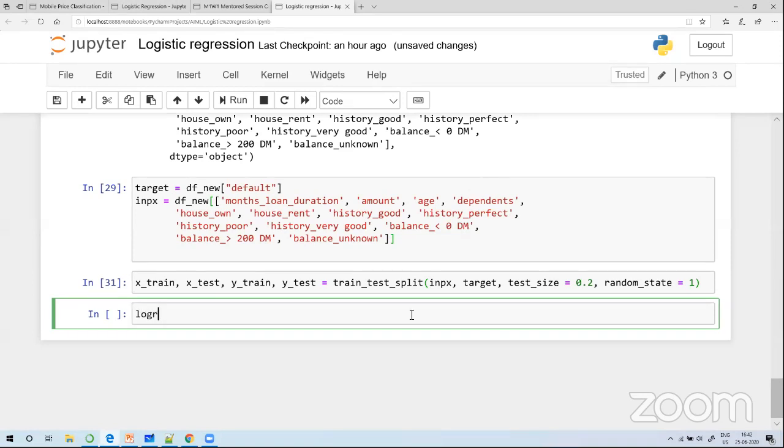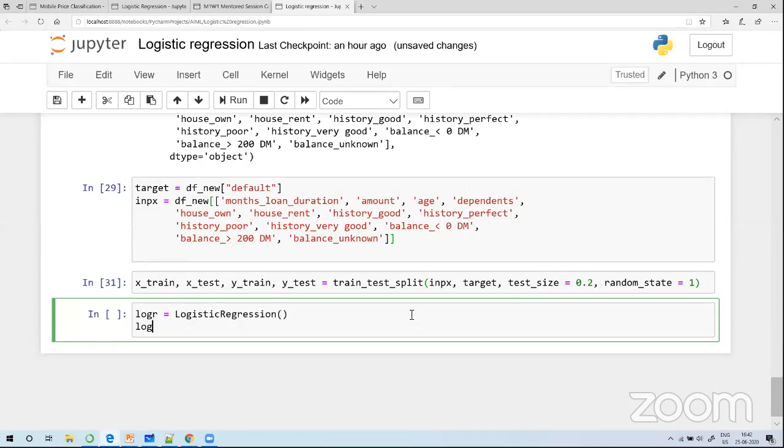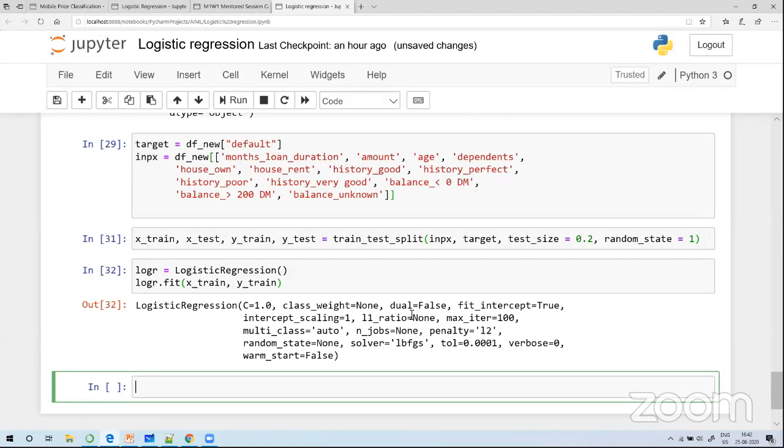Logistic regression, we call it as log_r, whatever alias you can give. So this is going to be the logistic regression. log_r.fit, and while training the model, input data is X_train, target is y_train. Done. Just one single execution, a couple of lines of code, and we have our model ready.